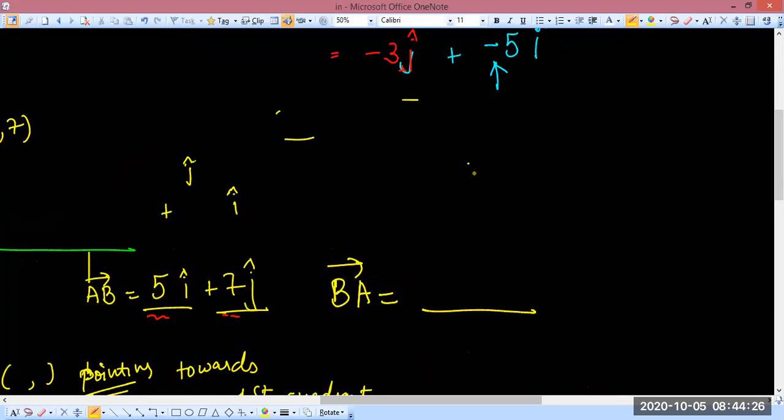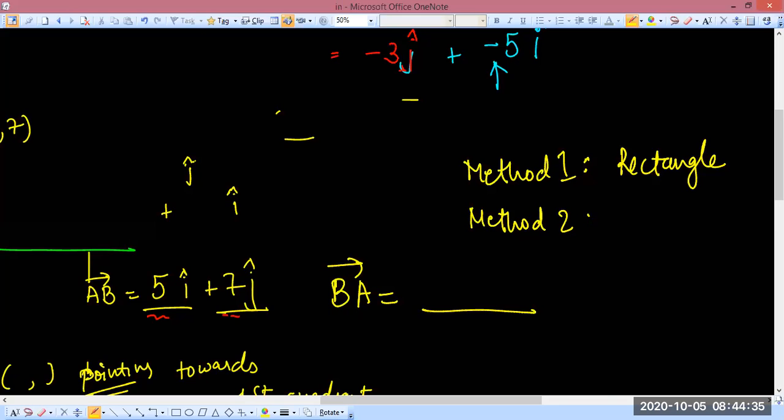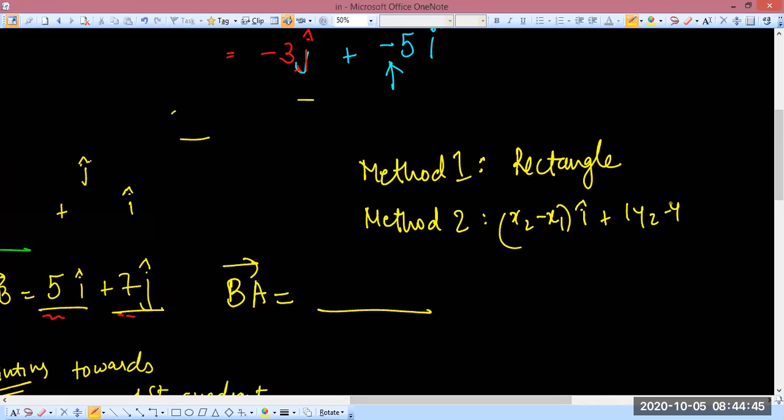Okay, this is a vote. Are you using method number 1 that I taught you, that is the rectangle method, or are you using the method that Raj suggested, x2 minus x1, like that? Come on, vote. What are you using? Method 1 or method 2? Vote. Rectangle and quadrant, right? Both are together only. Both are the same, right?